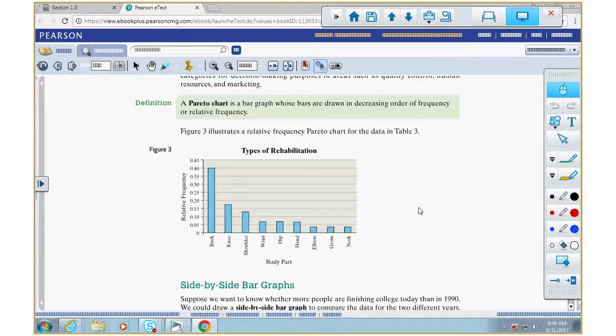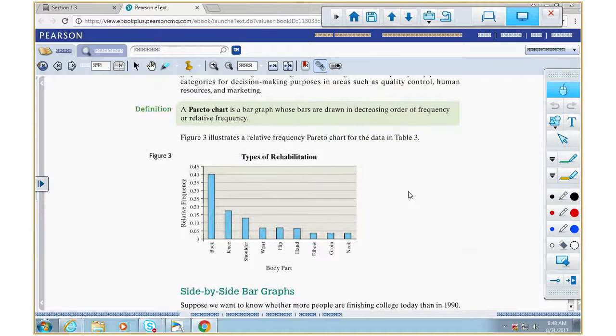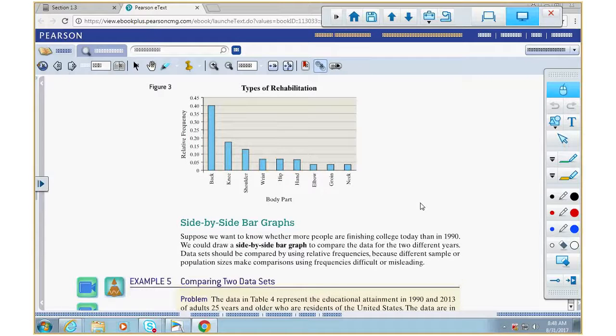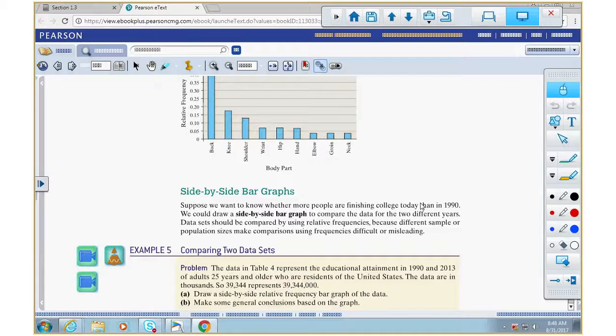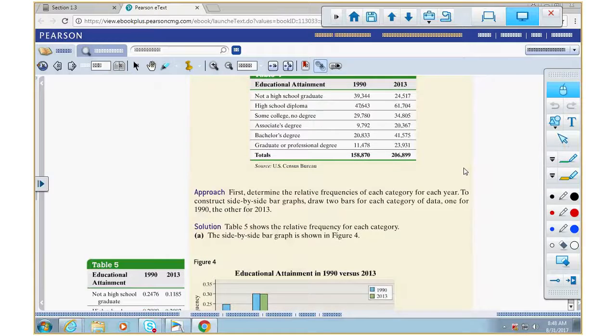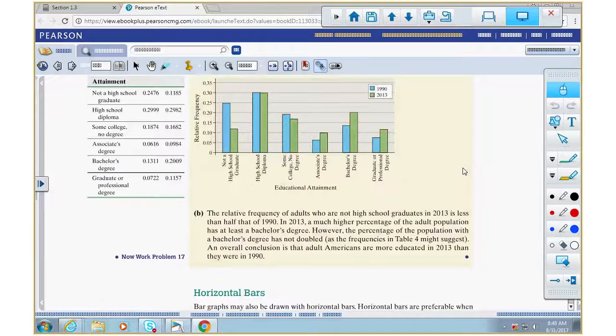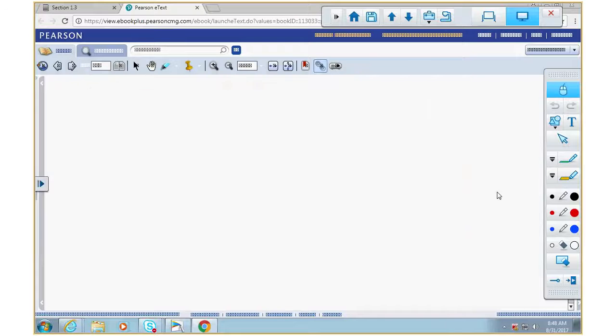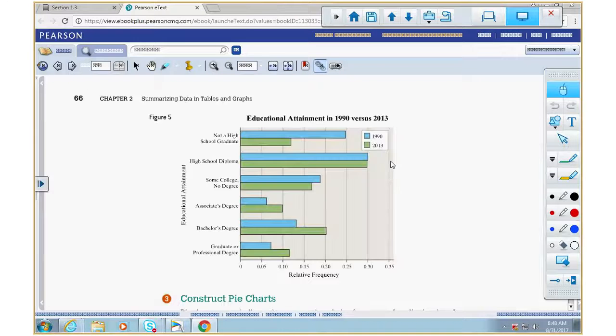Is it always going big to little? Yeah, decreasing in order. Horizontal bars, that's the same thing. I'm not going to test you on that, but you should be able to read it. Like, that's the relative frequency.